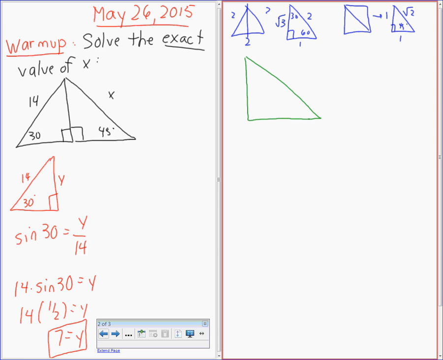All right, so what I'm going to do is there's 45 degrees, there is 7, and there's x. Okay, somebody new, please tell me, if this was grade 10, how I would solve for x. Go ahead.